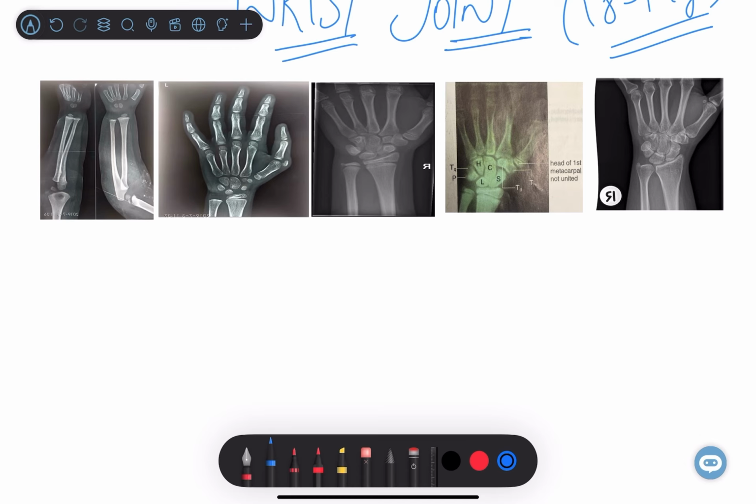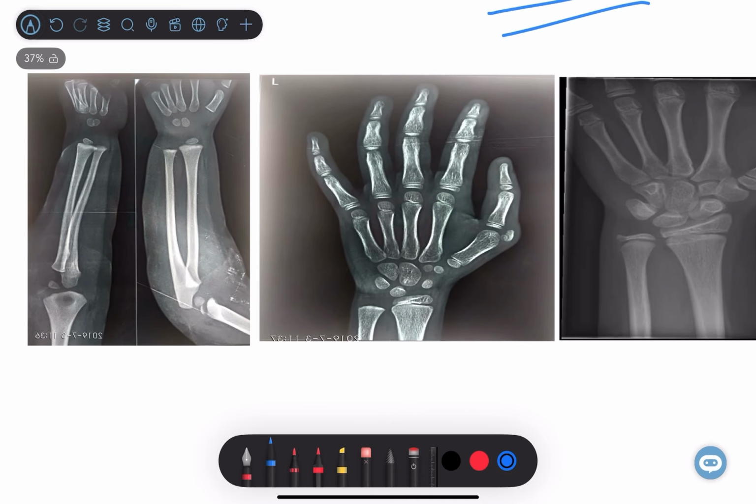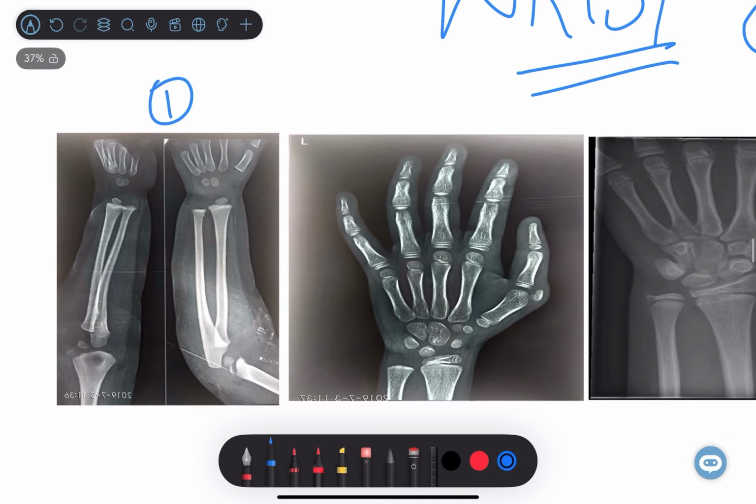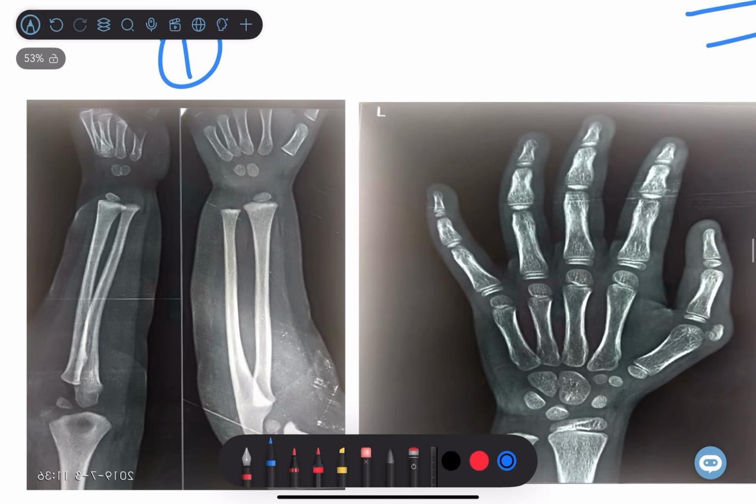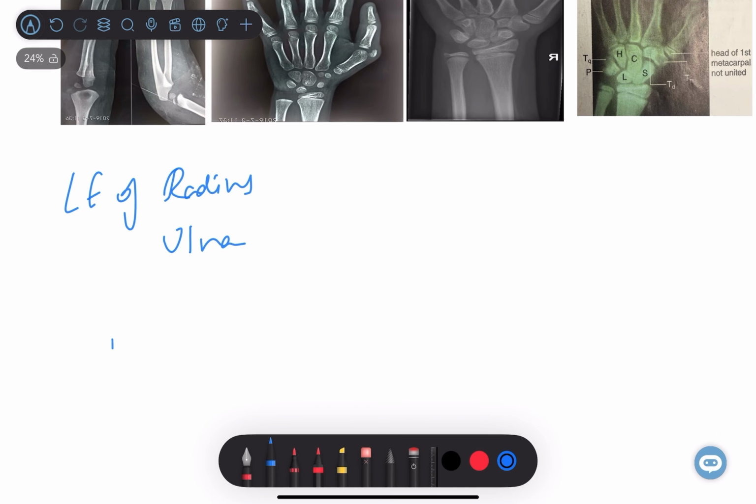So firstly we need to know what are the bones that comprise the wrist joint. So let's see the first X-ray here. As we can see, it is made up of the lower ends of radius and ulna, whereas the carpal bones. So lower end of radius and ulna and the carpal bones.